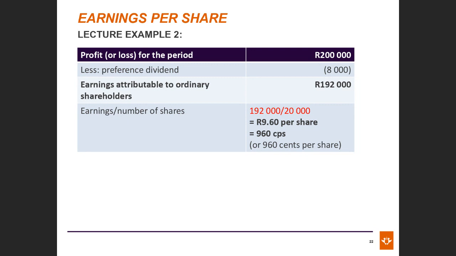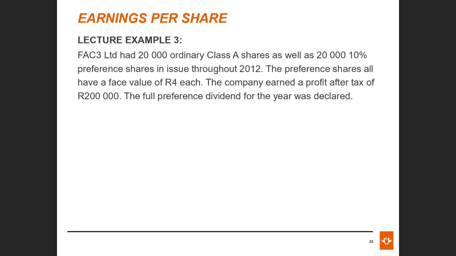Well done. Let's go on to the next question and just continue to check whether you have understood some of the principles taught. So if we have a look at the next question, FAC3 Limited had 20,000 ordinary Class A shares as well as 20,000 10% preference shares in issue throughout 2012. The preference shares all have a face value of 4 Rand each. The company earned a profit after tax of 200,000 Rand. The full preference dividend for the year was declared.